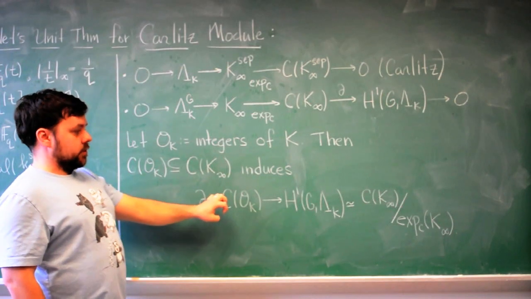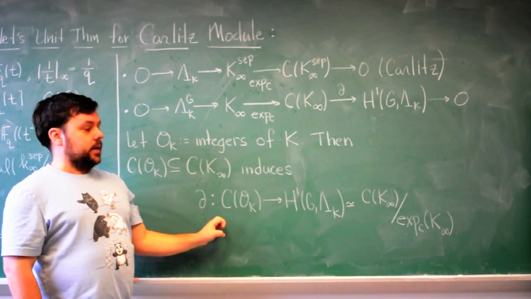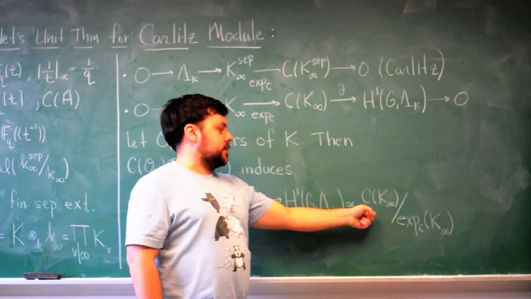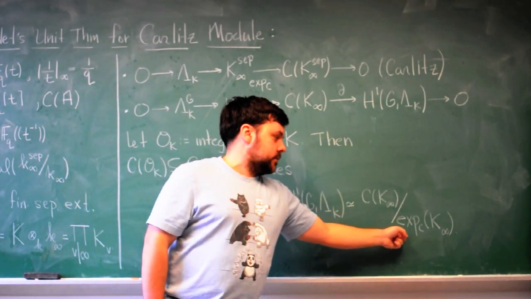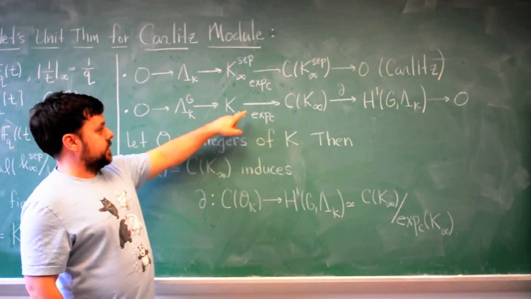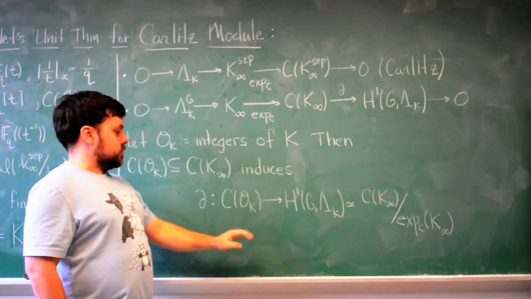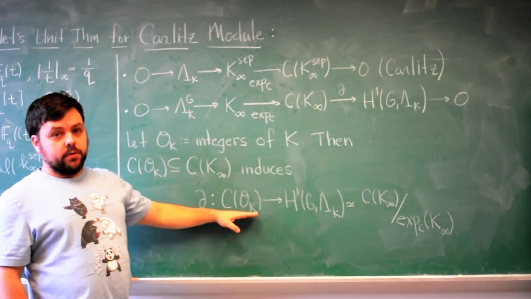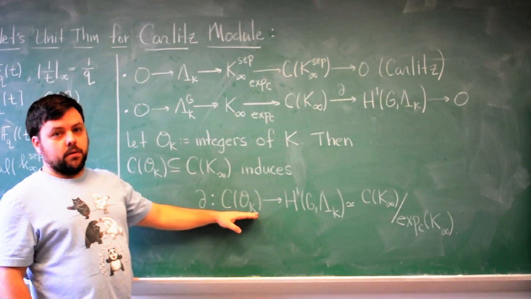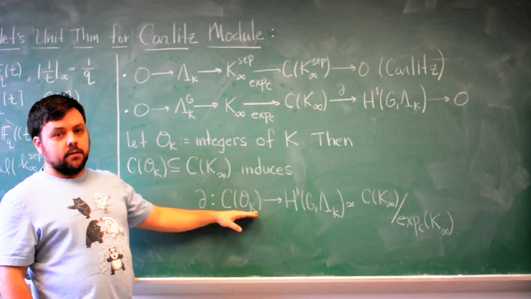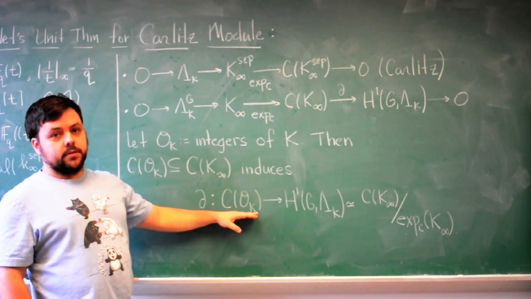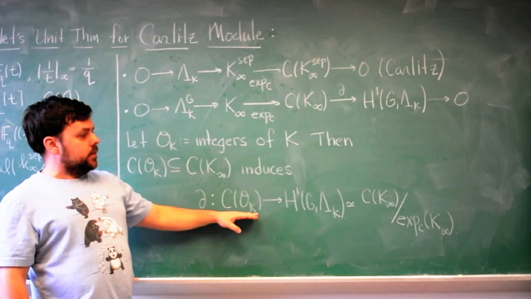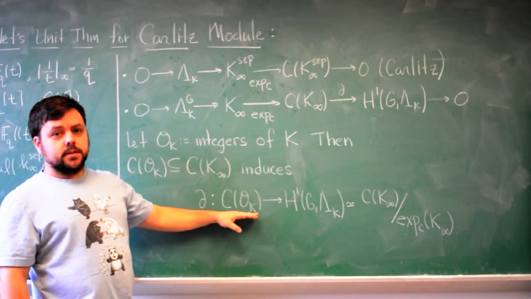So it's the kernel and cokernel of this map that we're going to want to look at. It's going to be a benefit to realize that H^1(G, Λ_K) is isomorphic to C(K_∞) mod the image under the Carlitz exponential of K_∞, and that follows easily from this line here. Looking at the kernel and cokernel of this map, the kernel is what we're going to call the unit module, and the cokernel is what we're going to call the class module. How exactly these are good analogs of the classical units and the ideal class group in the number field setting, we'll discuss in just a moment.